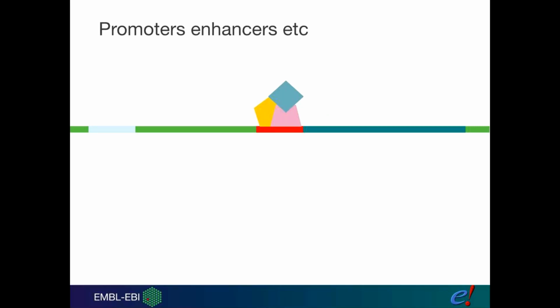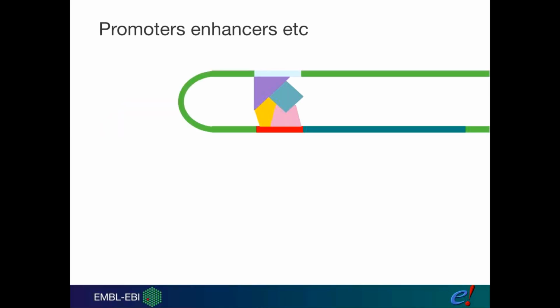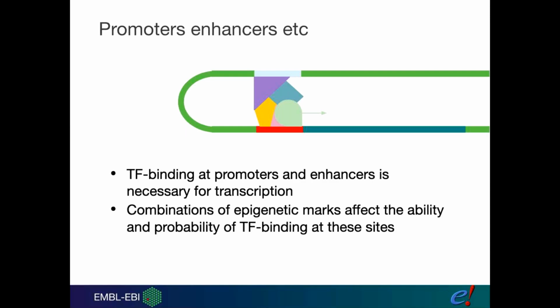And then we get more transcription factors bound, and we get this crimping of the genome to bring these regions together, and then our RNA polymerase can bind. So we need transcription factor binding for transcription, and the combinations of epigenetic marks affect how transcription factors can bind.